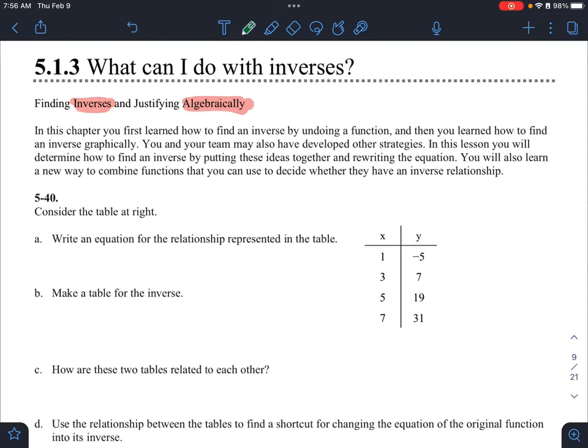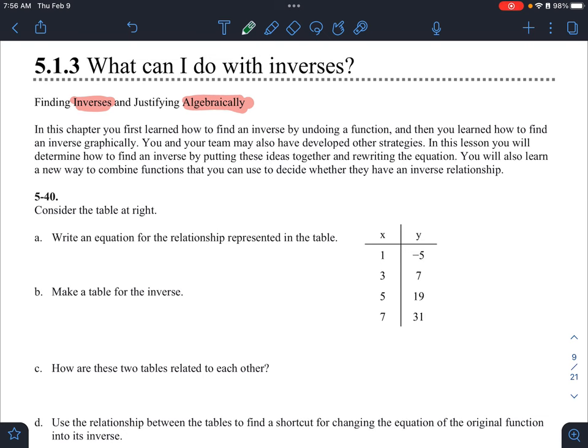I apologize, I don't have my AirPods today, so you're going to get the tapping of the pencil on the iPad. But hopefully you can work through it.